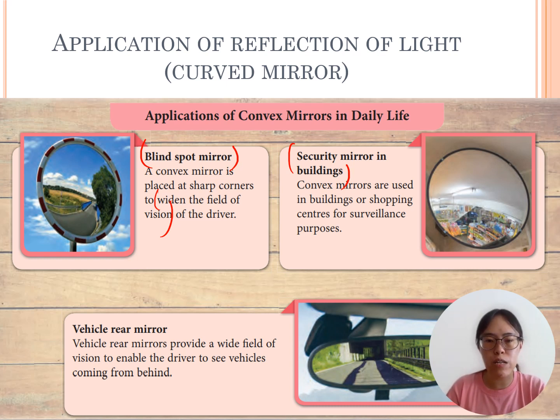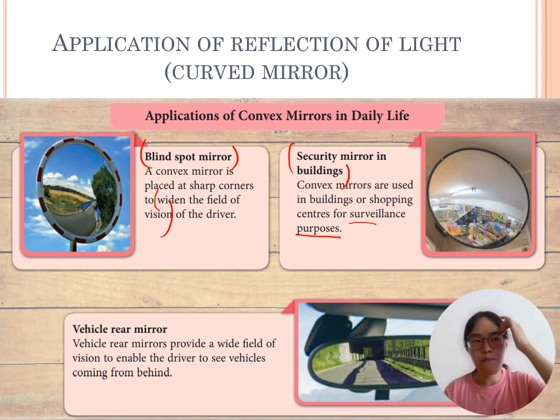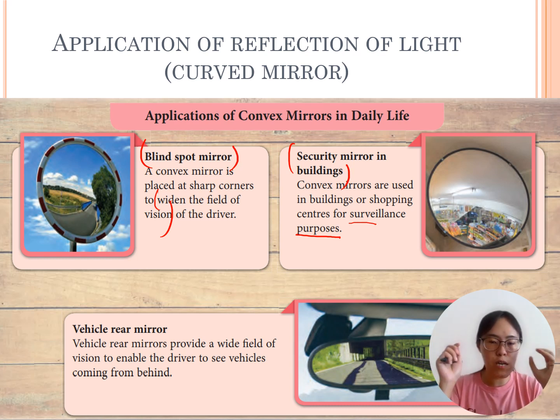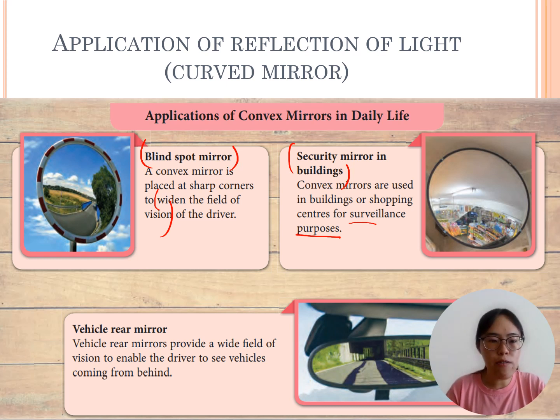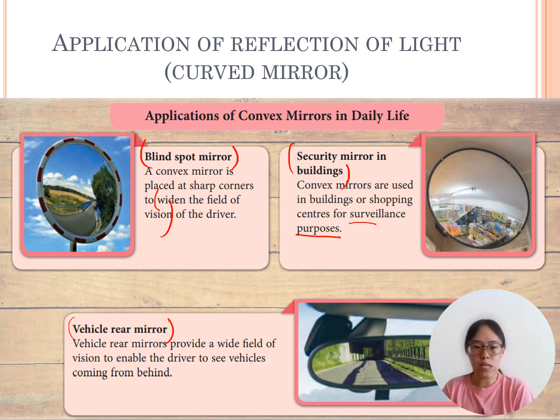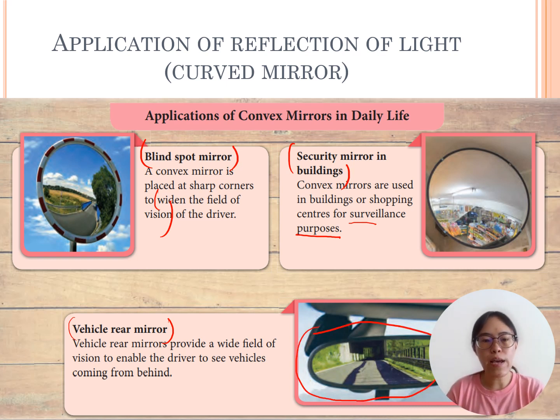And also, the security mirror in a building is for surveillance purposes. With a wider view, you can see more, so it is easier to check whether there is any snatch thief or pickpocket. Also, there is the rear-view mirror of a vehicle, the mirror on top. It will give you a wider view to enable the driver to see the vehicles coming from behind.